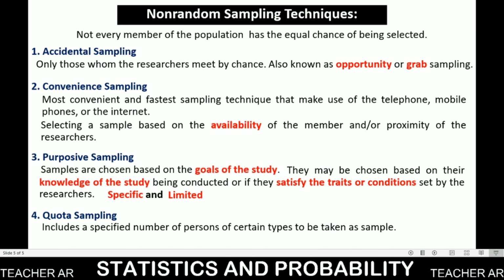And as we end this discussion, wala talagang isang pinakatama na sampling technique. Depende lang yon sa circumstances or sa resources ng ating researchers.